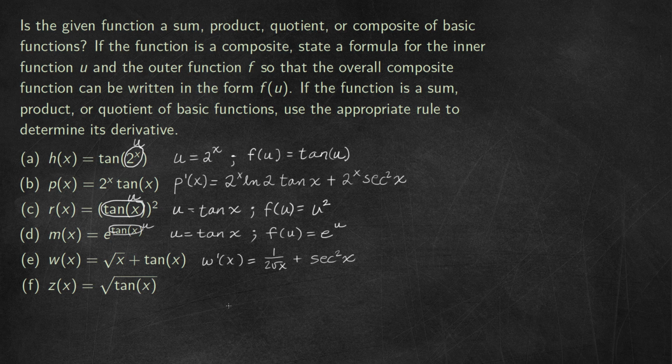And part F, we have z of x equals square root of tan x. This is a composite. It's not the square root of x, it's the square root of something else. So our inside function is tan x. And then if we replace the tan x with a u, we get the square root of u for our outside function, f of u equals square root u.